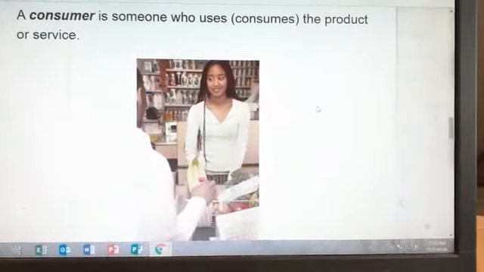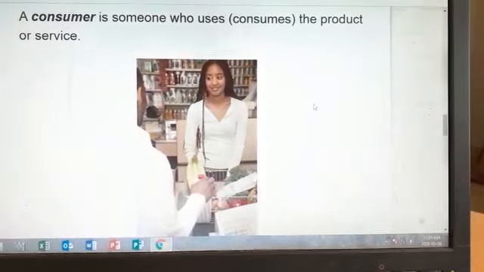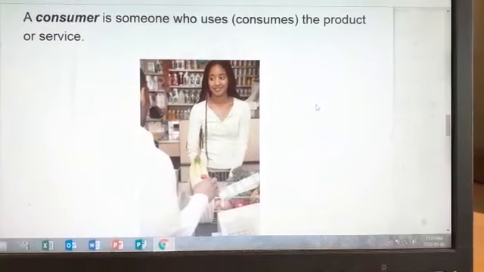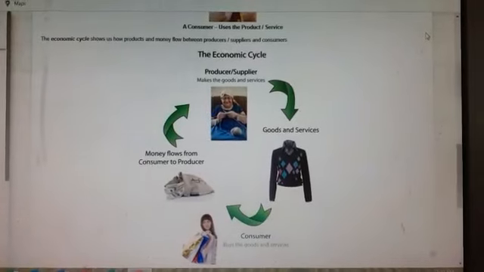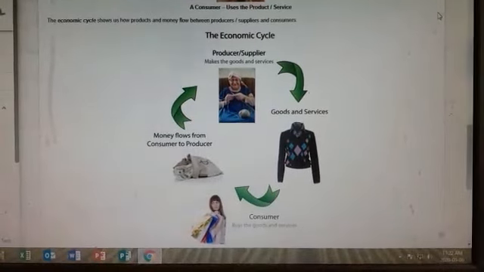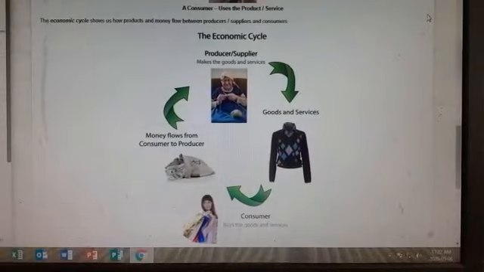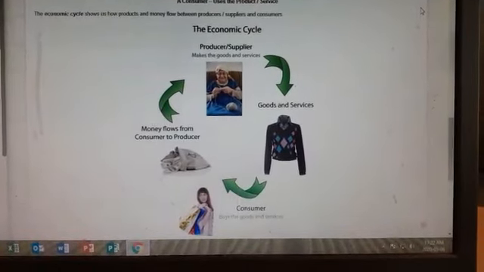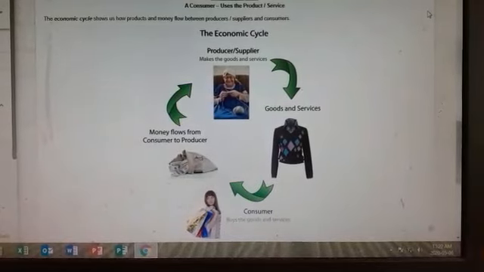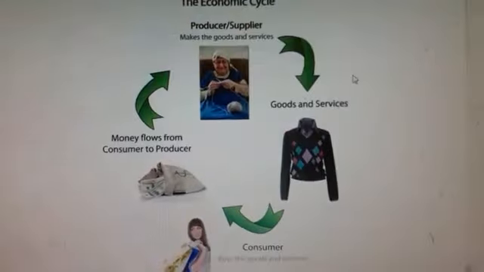So here you can see a lady at the till at a grocery store. She has bought a whole lot of products and she is going to be taking them home so she can consume them. The economic cycle shows us how products and money flow between producers or suppliers and consumers. And if we have a look at this little flow diagram, it will explain it clearly.